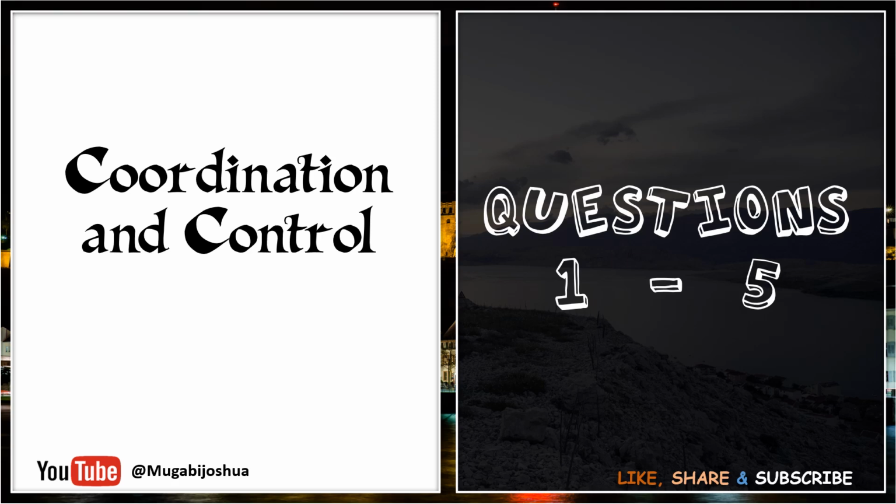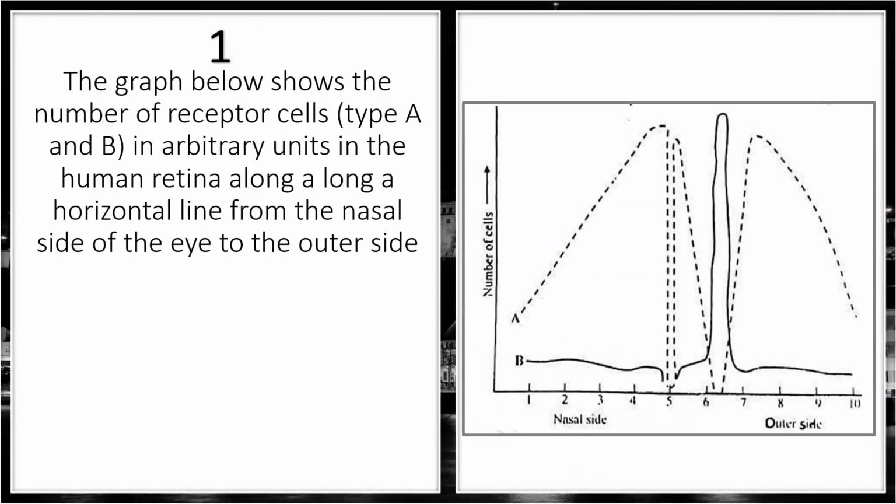Question 1 to 5. The graph below shows the number of receptor cells, type A and type B, in arbitrary unit in the human retina along a horizontal line from the nasal side of the eye to the outer side.